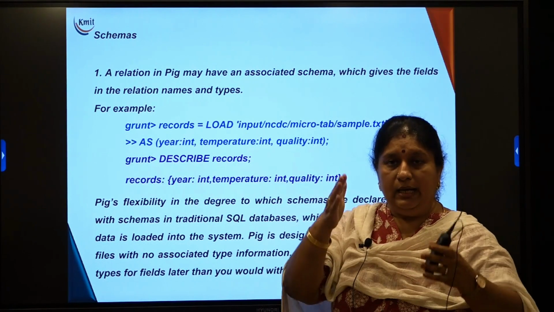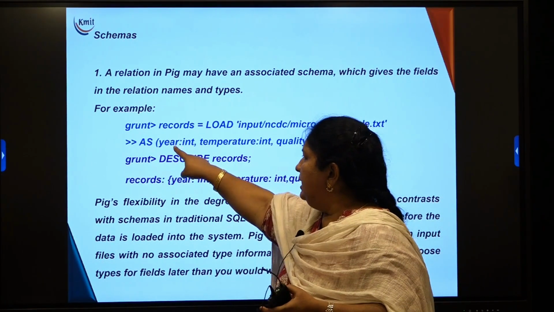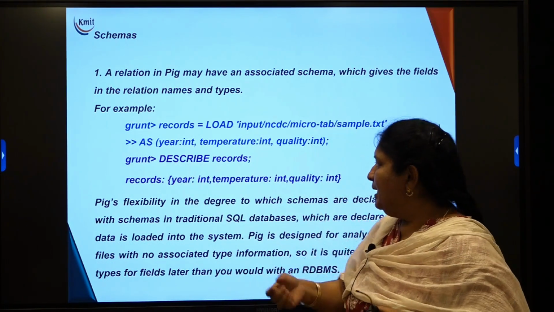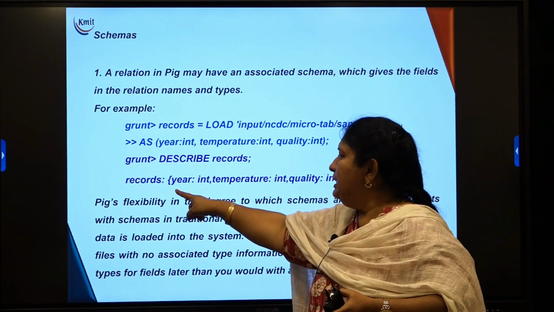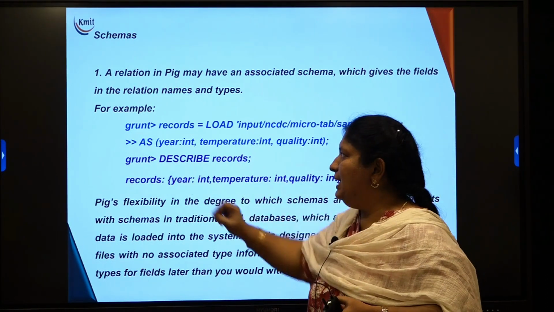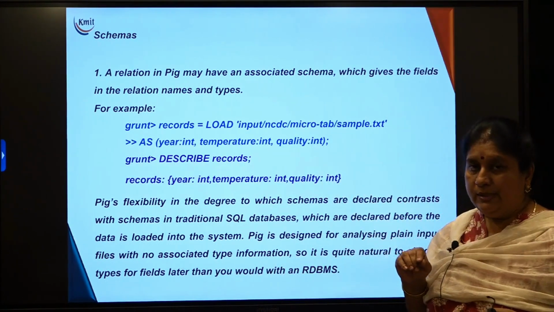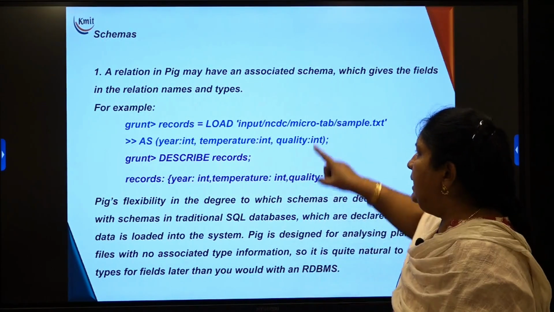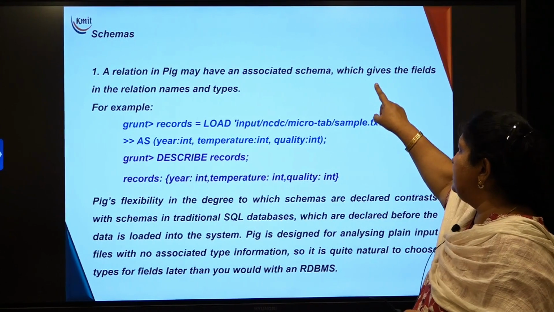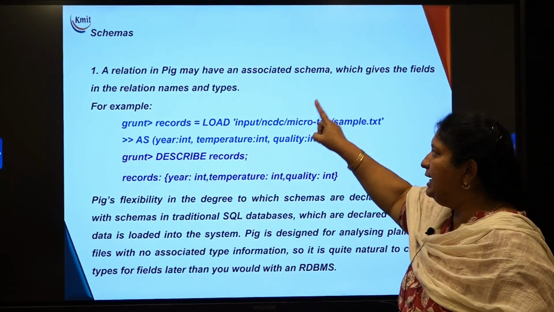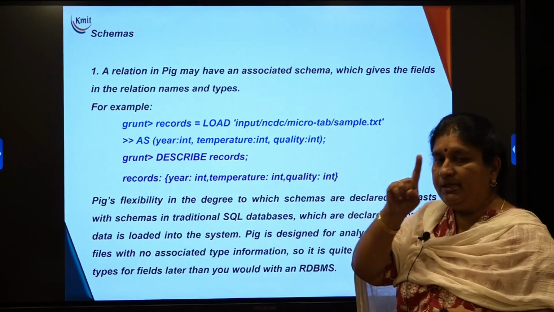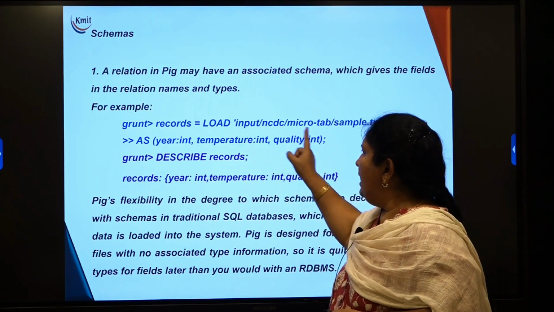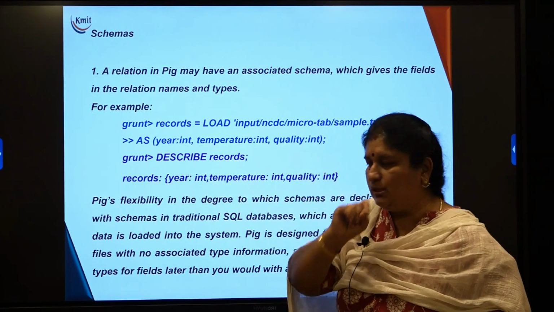Henceforth, records will be a relation with what schema? There are 3 attributes, all of them are integer. That is the schema of the records relation. So whenever you say describe records, it shows this is the schema of the relation. Schema of a relation can be specified in 4 ways. First one, a relation in Pig may have an associated schema which gives the fields in the relation names and types. This is the first method. All the fields you are extracting will have a name and an associated data type.